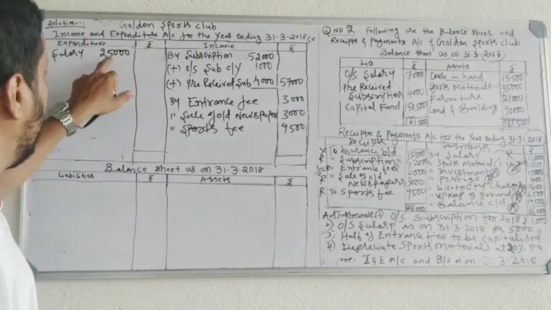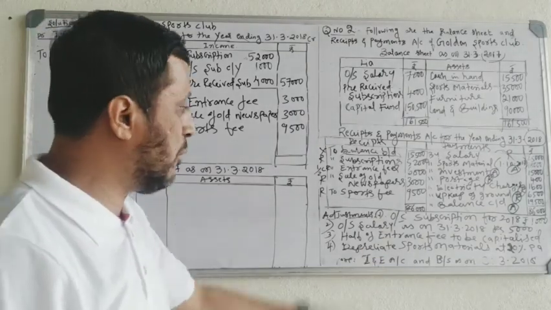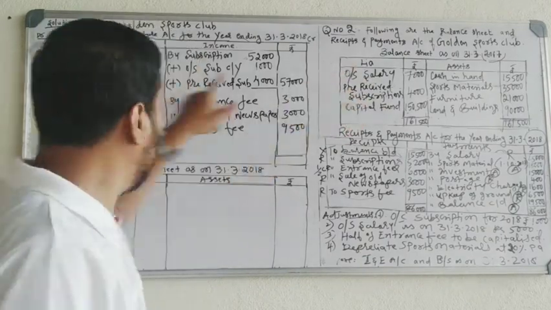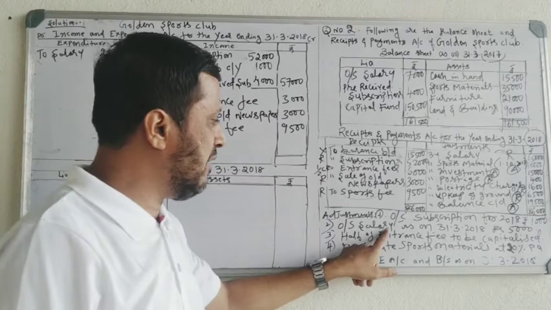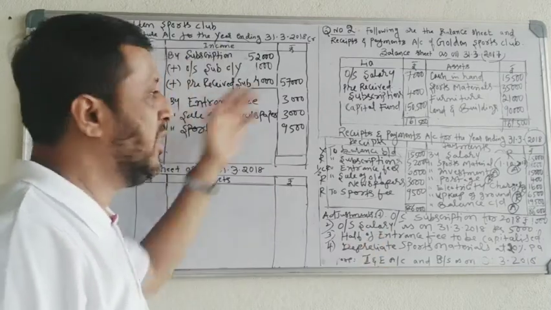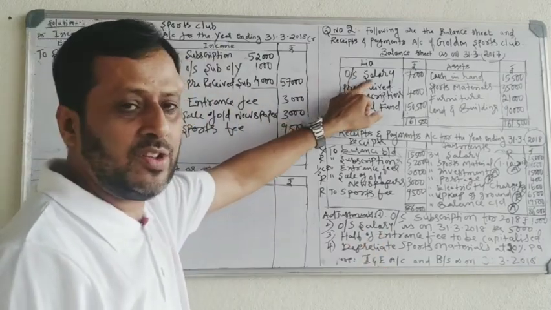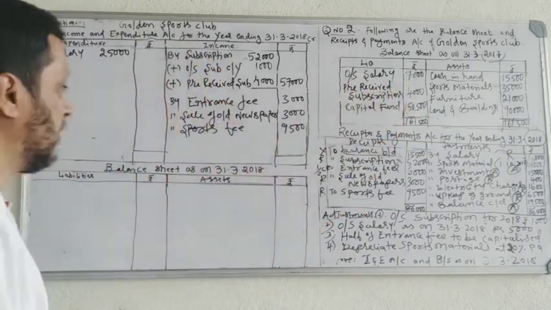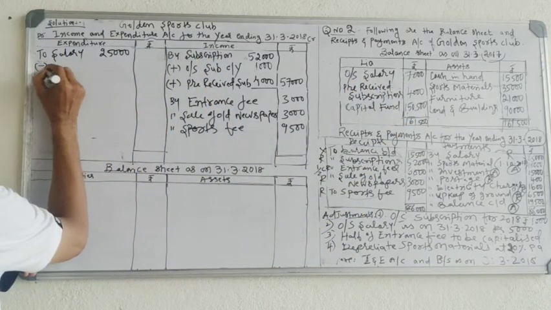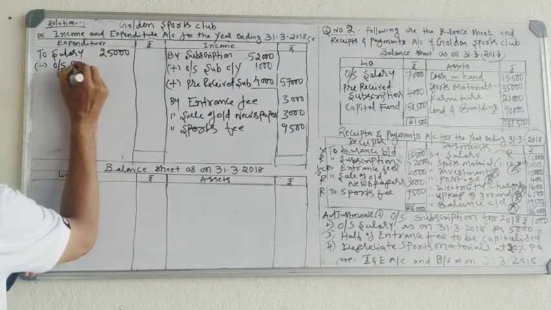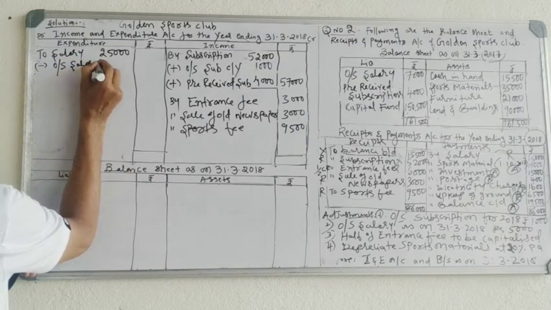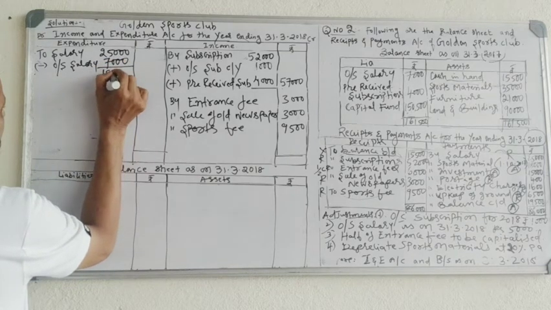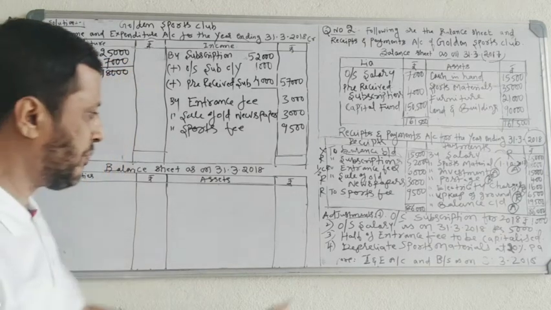See, I have written the salary in inner column because there is an outstanding item. Outstanding given in the balance sheet, you have to minus. Outstanding given in the adjustment, you have to add. Outstanding given in the balance sheet, this is last year balance sheet. Outstanding salary is 7,000. So you have to minus outstanding salary 7,000. Remaining balance is 18,000.